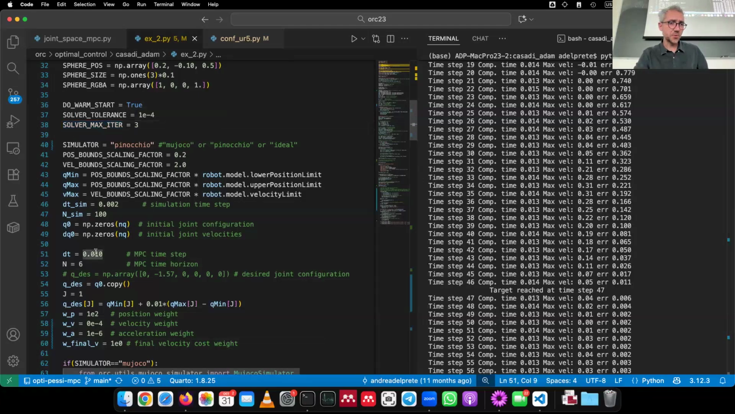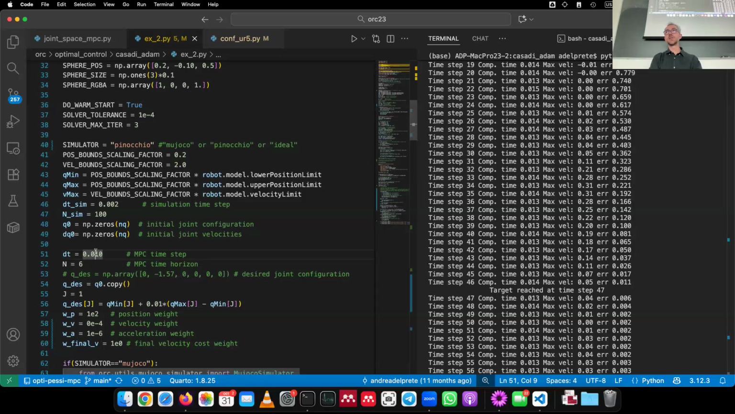Another thing that you can play with, which we haven't discussed, is the time step of the MPC. Because of course, if you make the time step bigger, that's going to help in a certain sense, because it just increases the horizon of the problem without increasing the number of time steps. So if I make my time step, I don't know, 20 milliseconds instead of 10, then my 6 steps of horizon are 120 milliseconds and not 60 milliseconds. So I just make my controller look twice as far into the future.